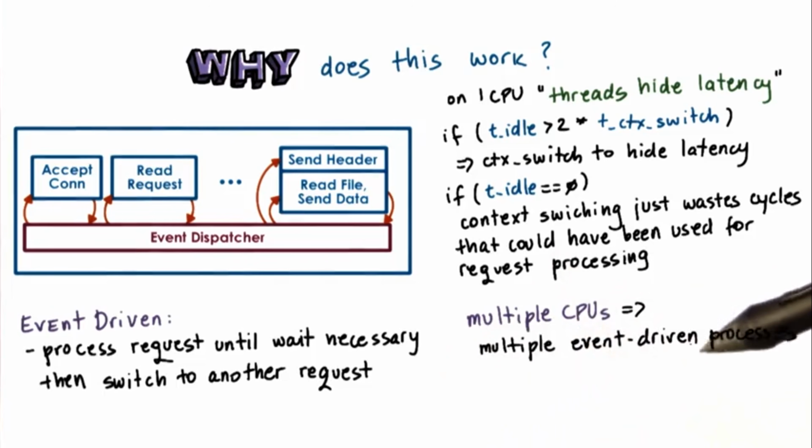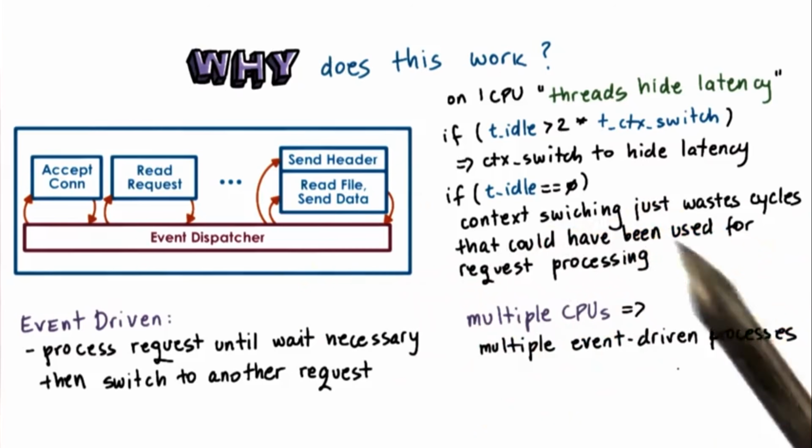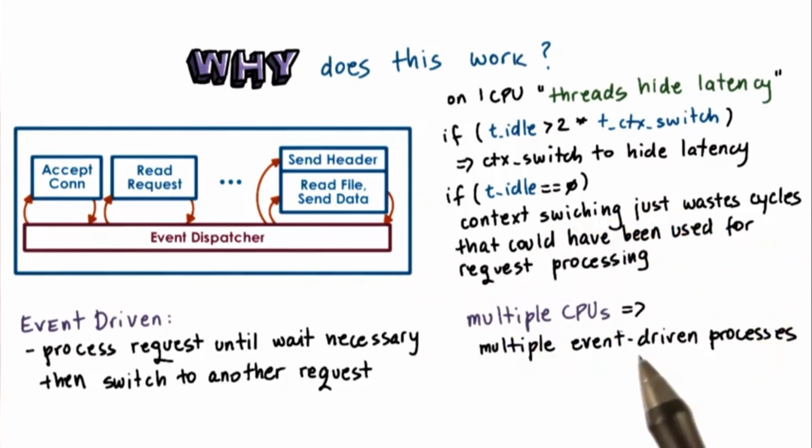There is one gotcha though here. It is important to have mechanisms that will steer, that will direct the right set of events to the appropriate CPU, to the appropriate instance of the event-driven process.